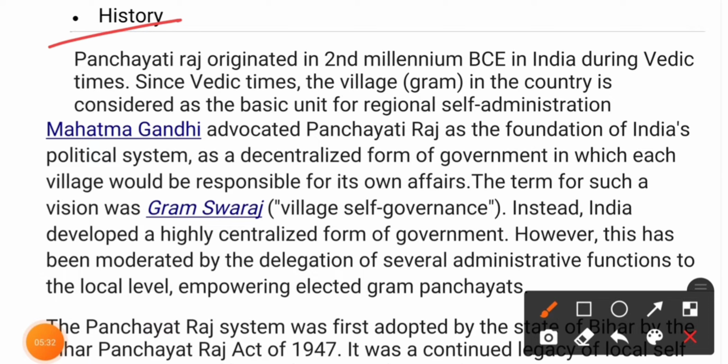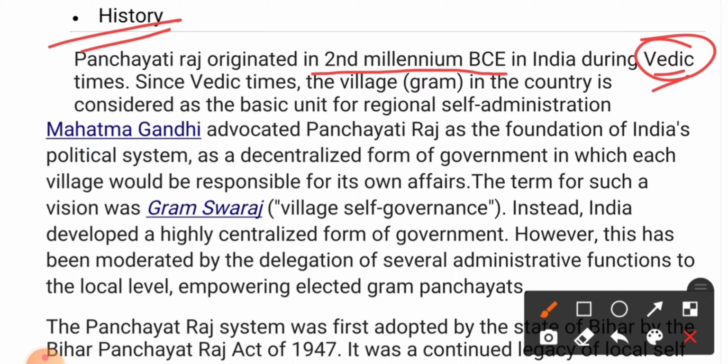Let's have a look at the history of the Panchayati Raj system in India. Panchayati Raj originated in the second millennium BCE in India during the Vedic times. Which time? Vedic times. Since Vedic time, the village or the gram in the country is considered as the basic unit of regional self-administration.